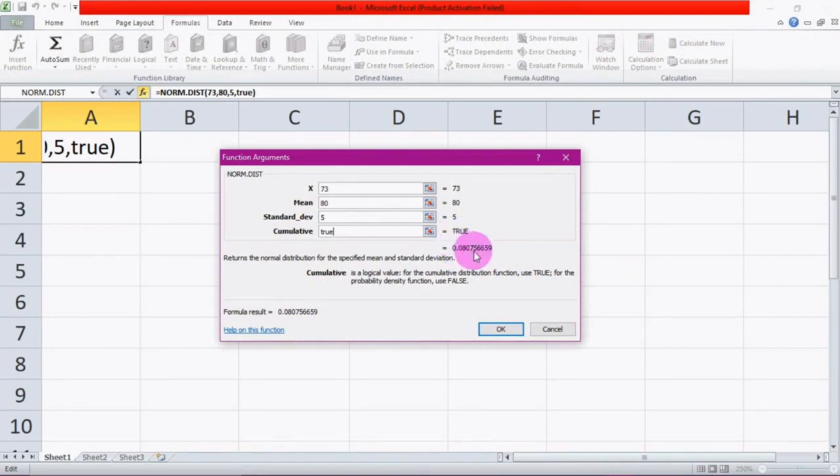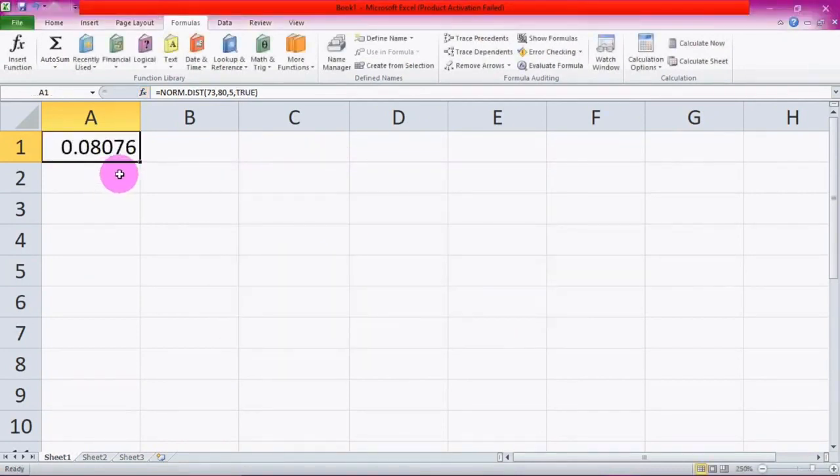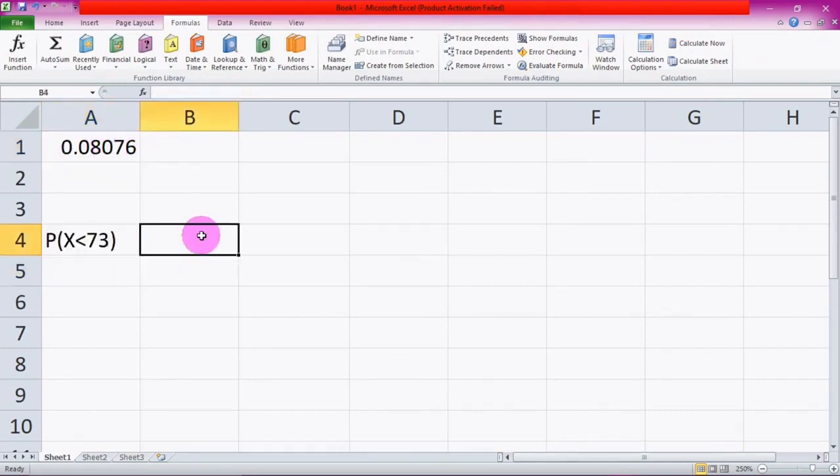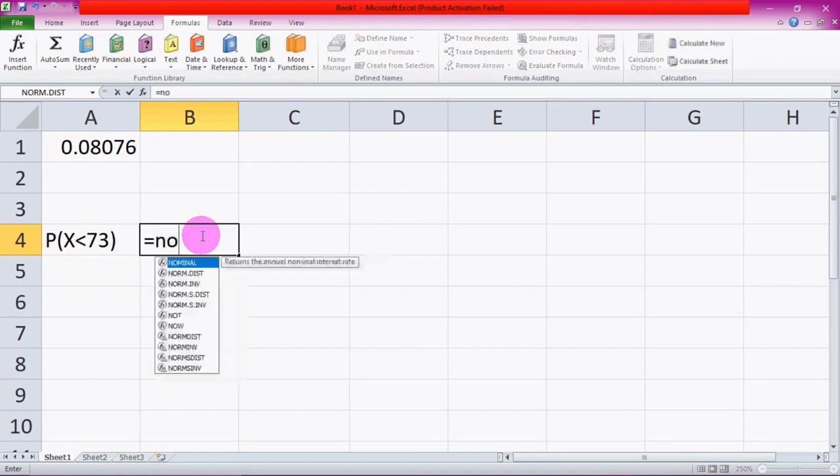0.0808 if you are going to round this off to four decimal digits. Or, we can directly input our formula here. So our formula is equal to norm.dist.